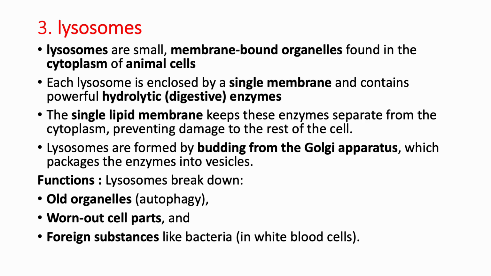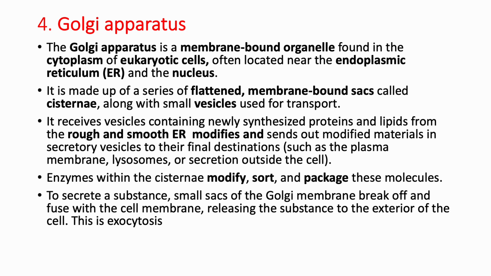Another organelle that's membrane bound is the Golgi apparatus. A Golgi apparatus is a membrane bound organelle found in the cytoplasm of a eukaryotic cell, often located near the endoplasmic reticulum and the nucleus. It is made up of a series of flattened membrane bound sacs called cisternae, along with small vesicles used for transporting the packaged proteins.